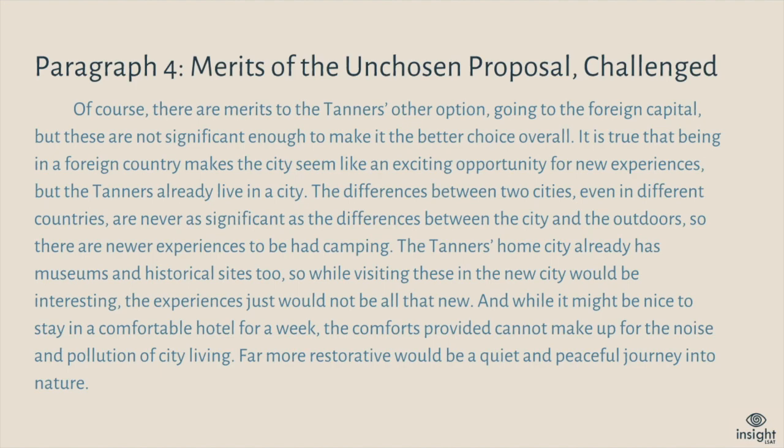Paragraph 4 is where we're going to switch gears and stop talking as much about our chosen proposal and move on over to the other one. We've already made a really good case for our chosen proposal. We've laid out the merits for it, and we've also anticipated objections to it. But to make this an even more powerful argument, we want to not just argue for our proposal, but argue against the other one, and that's what we're going to start doing here.